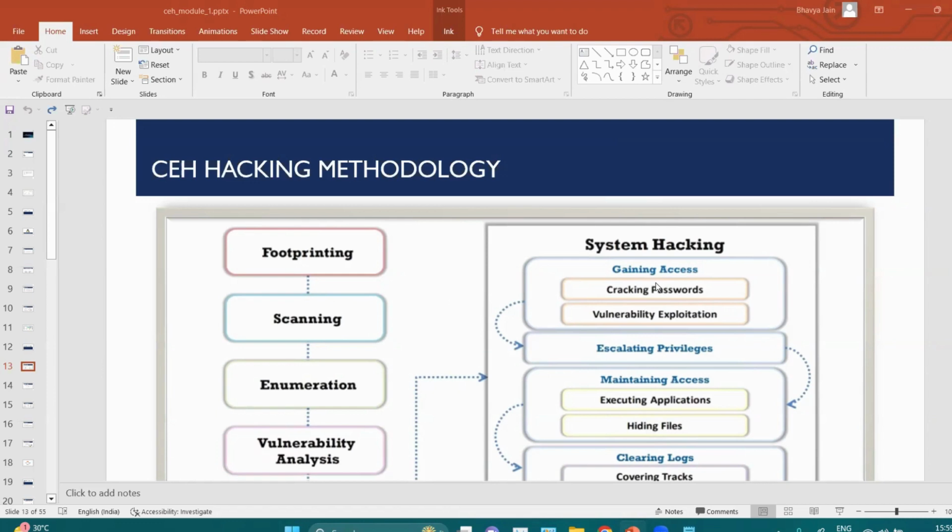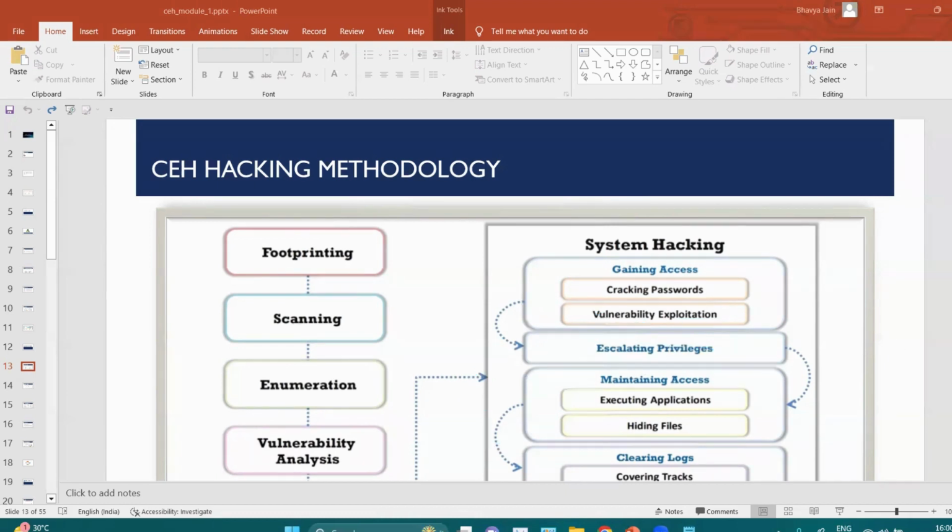In system hacking, we can gain access in multiple ways. Like if one way is not working, we can use a second way. If the second way is not working, we can use a third way. So there are lots of ways we can gain access inside a system if the system is vulnerable. For example, we can crack the passwords, we can apply a brute force attack, we can also exploit the vulnerability which we have found in the previous step. And then we are escalating privileges.